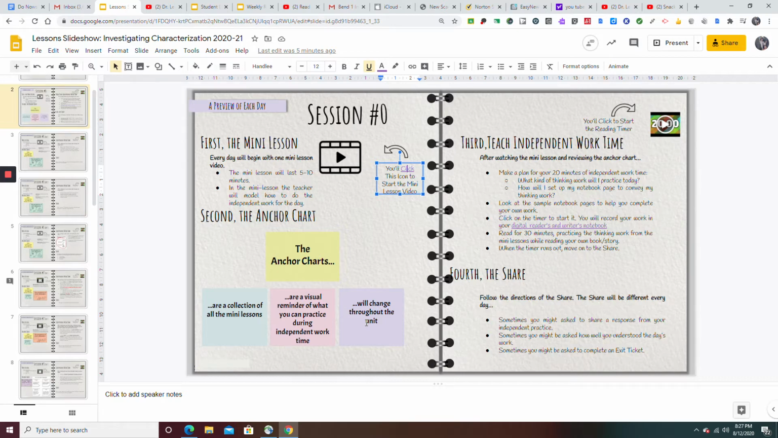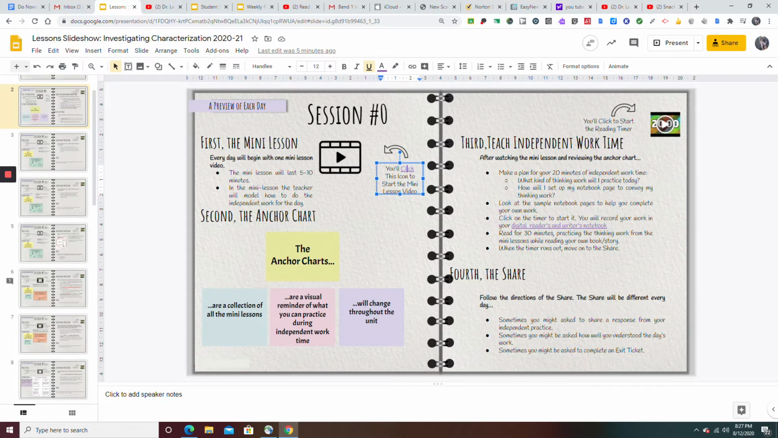On some days, our independent work is going to be reading, practicing the skills you learn from your mini lesson, and recording your book or story in your reading log. And so we have this handy dandy timer here to help keep yourself on track. And so when the timer runs out, you're going to move on to share.